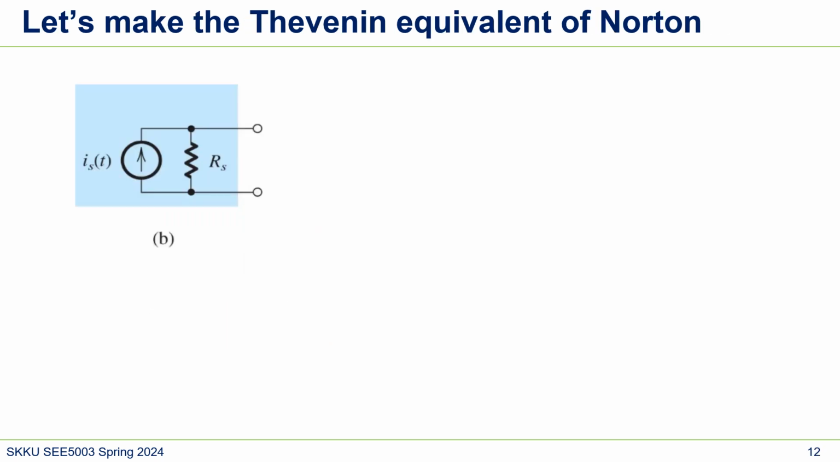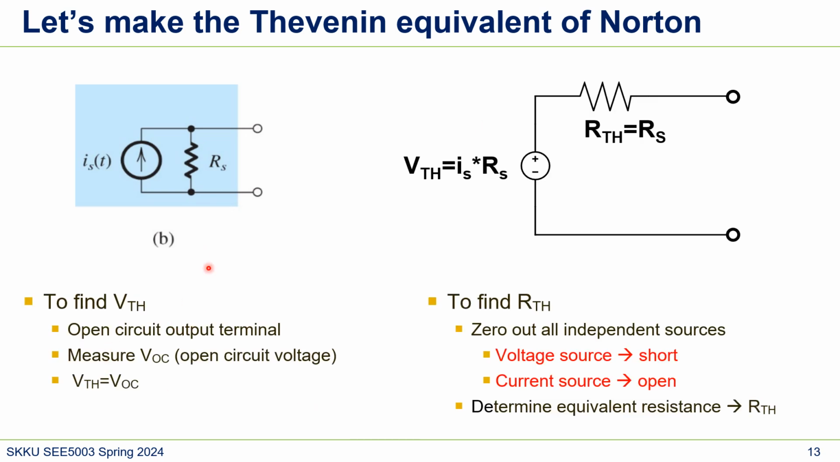Let's start with a simple example. Here is a Norton equivalent circuit. Can we make it a Thevenin equivalent? This can be a little tricky if you haven't done this before, so let's do it together. This is Norton. If you want to get a Thevenin equivalent, this is how it looks, right? There is one voltage source and one resistor. What we have to do is find this VTH first.